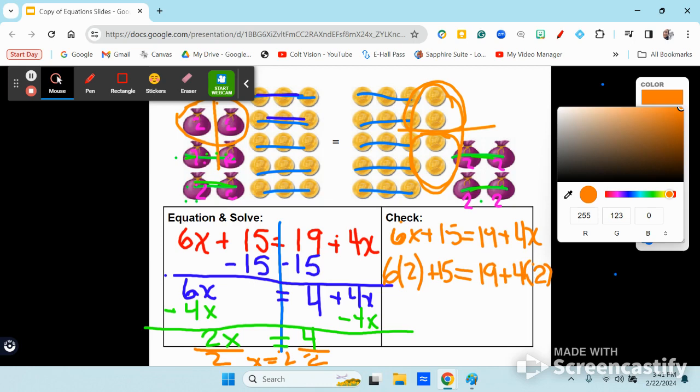Now I'm going to evaluate the left. 6 times 2 is 12, plus 15 is 27. And I'm going to evaluate the right. 4 times 2 is 8. 8 plus 19 is 27. And this is true: 27 equals 27. If you ever solve your equation and, when you substitute in your answer, you get different numbers on both sides of the equation, that means you probably have the wrong solution. But in this case, it checks. So we did it.